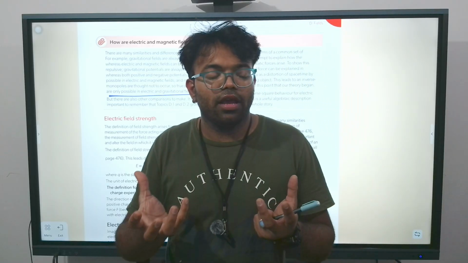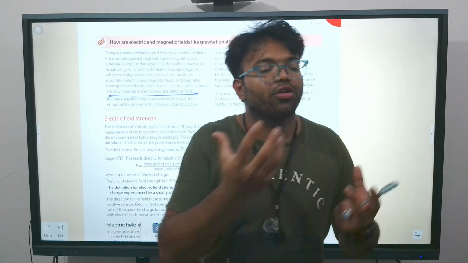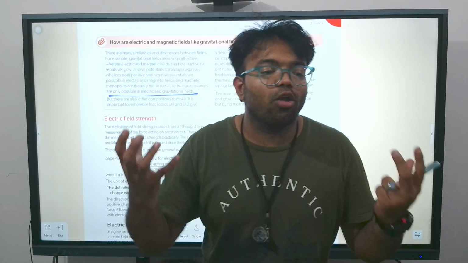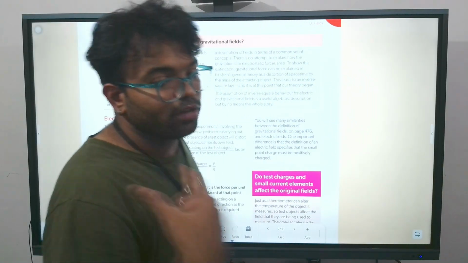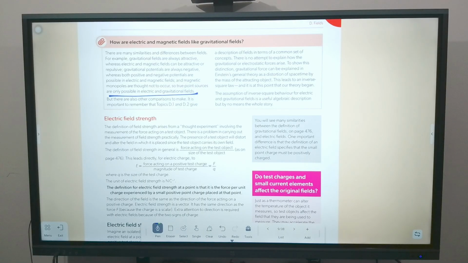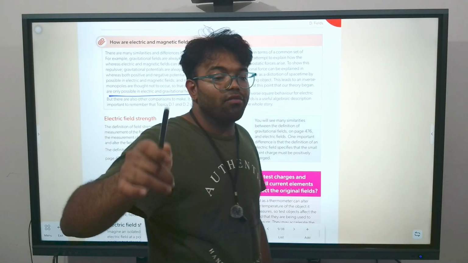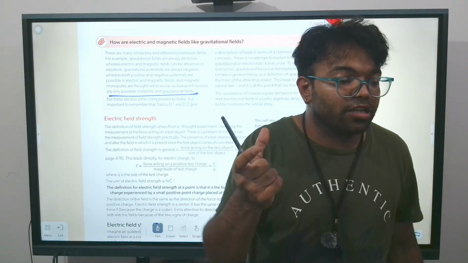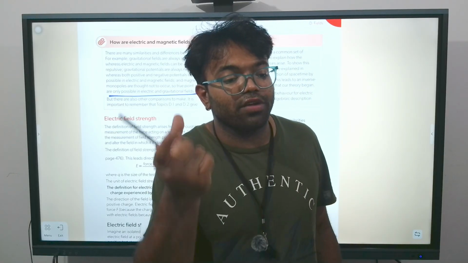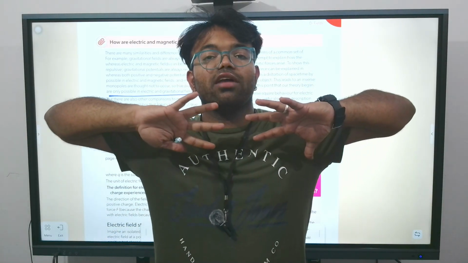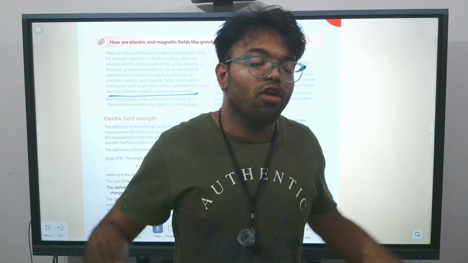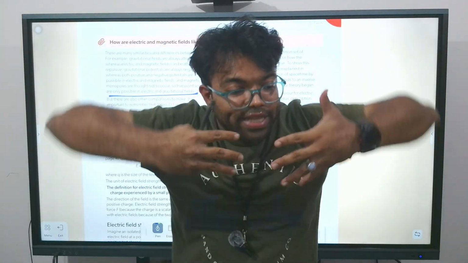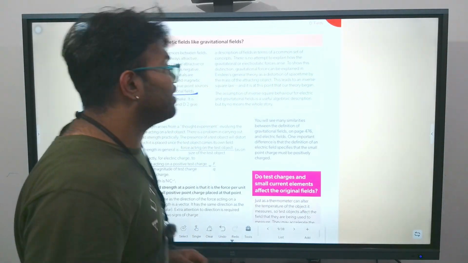Okay, a unitary pole. You cannot have an isolated north pole or an isolated south pole. So monopoles do not exist, at least for now. People are still trying to figure out if monopoles exist or not, but for now monopoles do not exist. But we can have mono charges. You can have an isolated positive charge, which will release electric fields in all directions, and you can have an isolated negative charge where all the electric fields go inside. Okay, so that does exist.